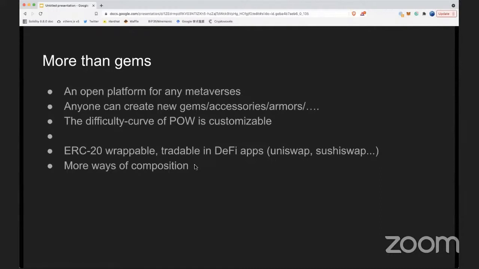So you can design the difficulty curve for your gem or your accessories. Today we saw the developers announce on their Twitter that the gems can be ERC-20 writable. That means you can trade these gems on DeFi applications, something like Uniswap.